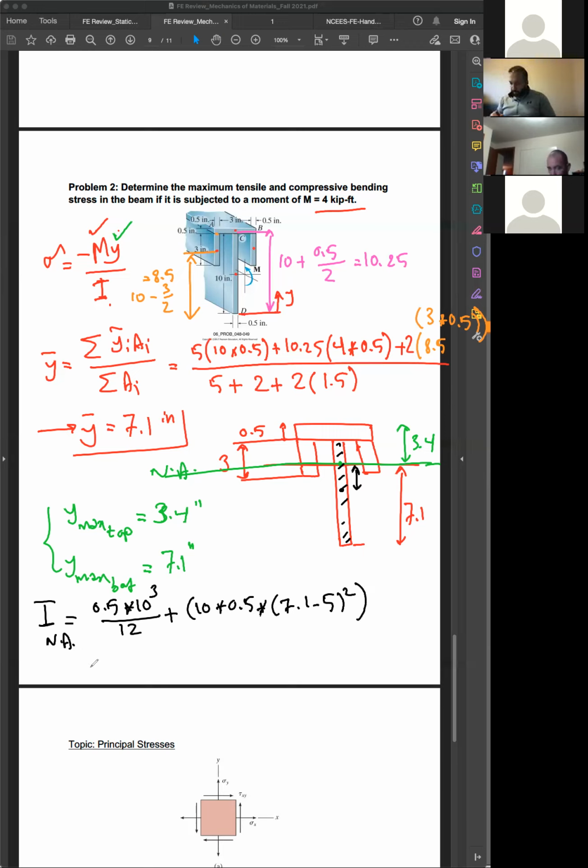Plus the top one, this guy. The length of this member is 3 plus half and half, so 4. The height is half, to the power of 3 over 12, plus the area 4 times half times the distance between the centroid and the neutral axis. It is this distance. So what is that distance? Does it make sense if I say 3.4 minus half a half?